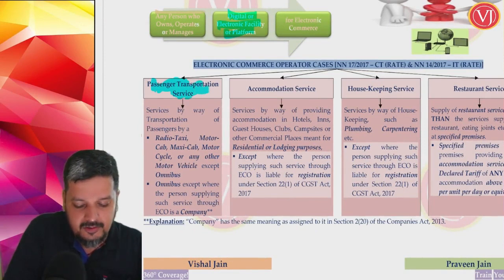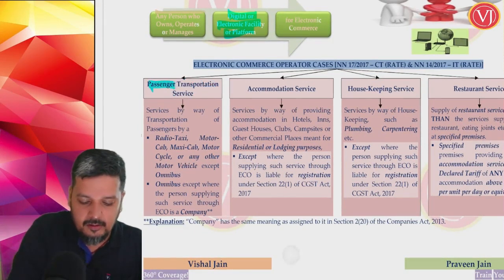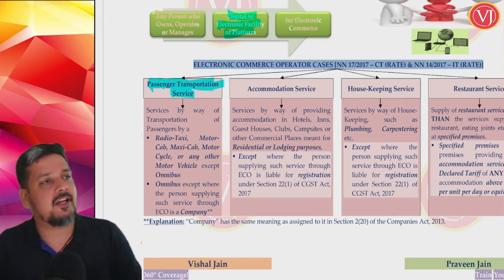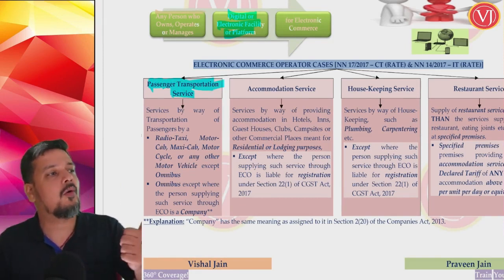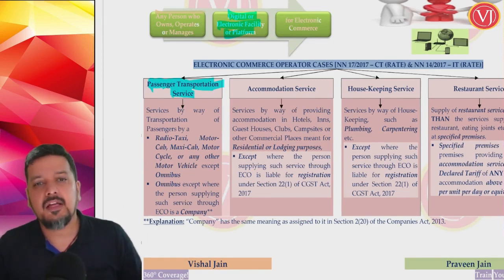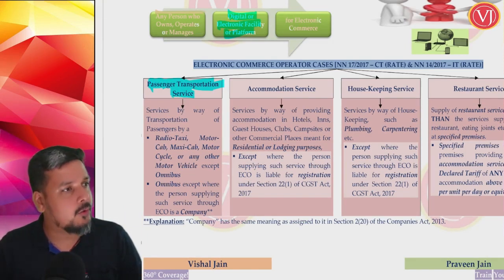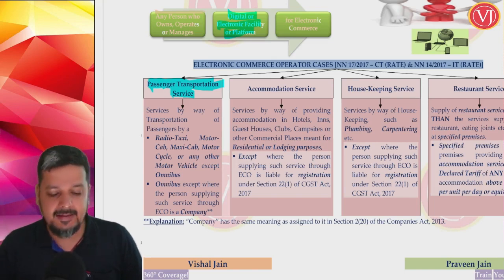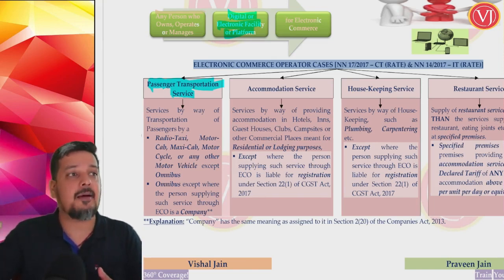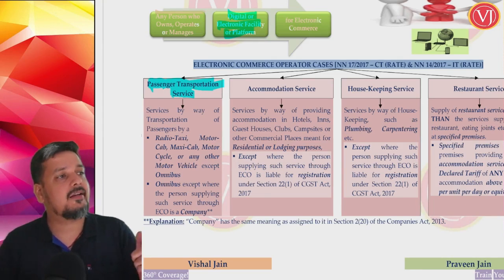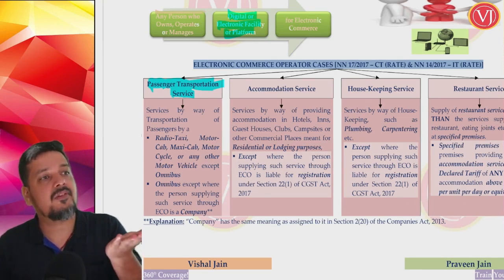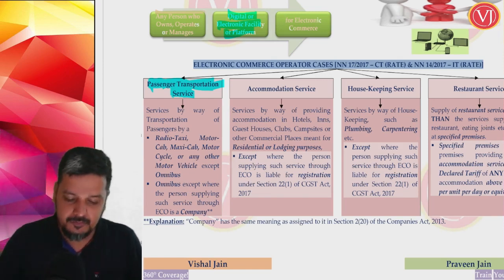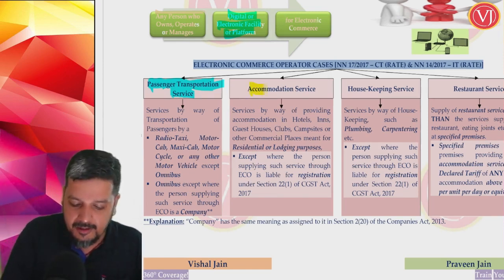Passenger transportation services. The classic example is where a supplier is supplying passenger transportation services through an ECO: Ola, Uber, even when you are talking about two-wheelers, Rapido. Ola, Uber, Rapido, etc. Right? The supplier is the cab owner. But who's the facilitator? Ola, Uber or Rapido. Next, your accommodation services.